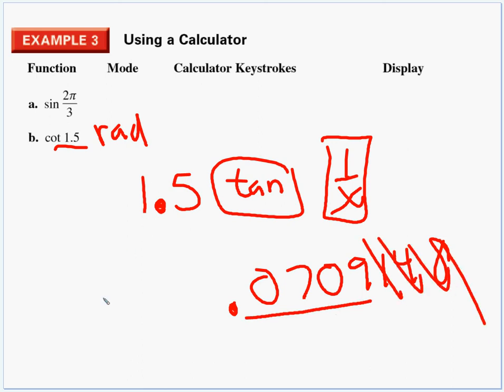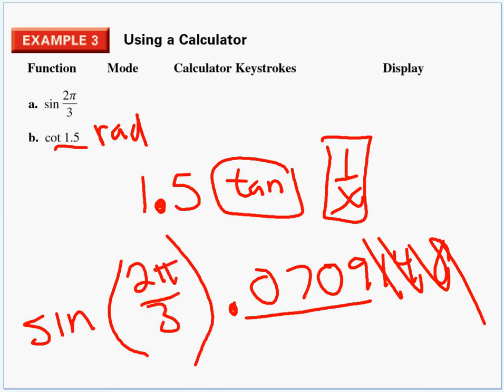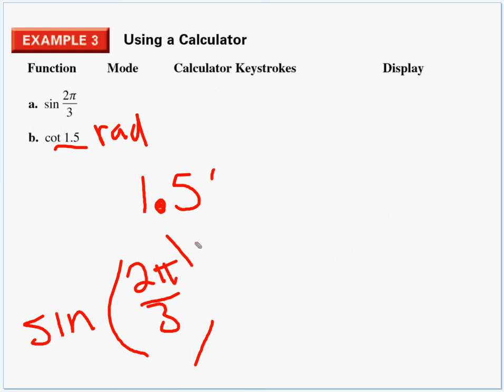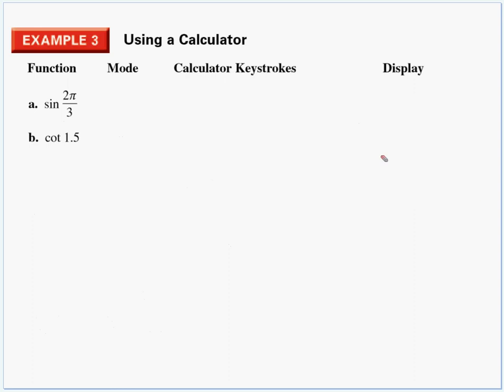And on the TI-89s, you'd hit the trig function first, like that first, you'd do sine, it would give you the left parenthesis, and then you'd type in 2 times pi, divide 3, and then hit enter on the TI-89. So a little calculator work there.